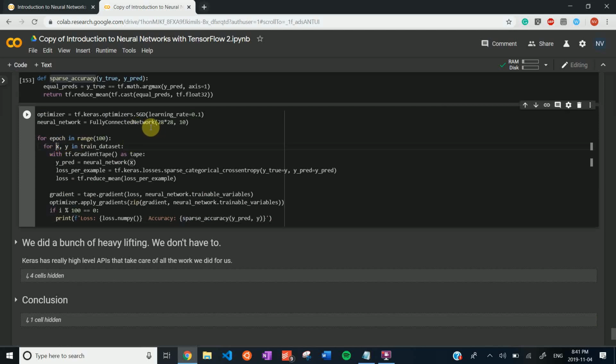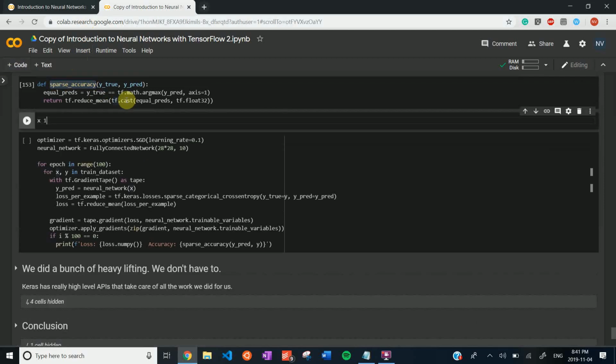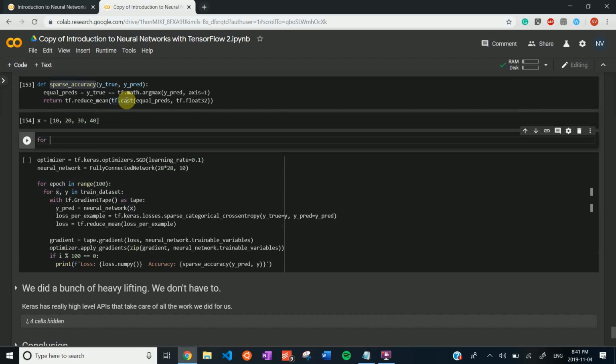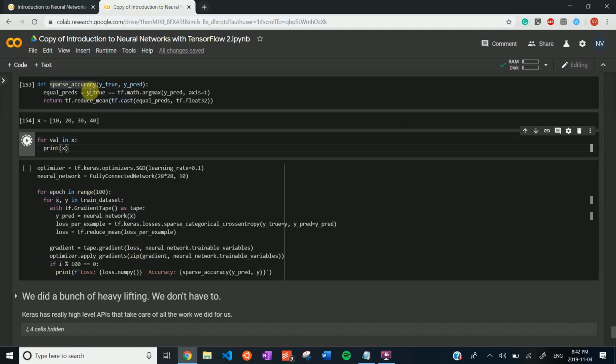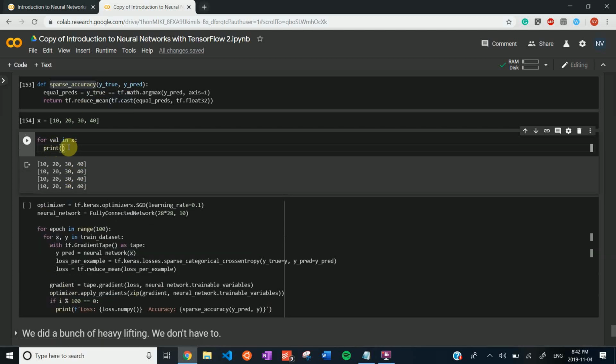Are you guys familiar with enumerate in Python? So enumerate, I'll show you what that does really quick. Let's say we have x is equal to some list, x equals 10, 20, 30, 40. For val in x, print val. So this will print out each value in x. If we do enumerate, now we can get both an index and a value here. So now we get both the index it is and also what the value is. Super handy in Python if you guys didn't know.